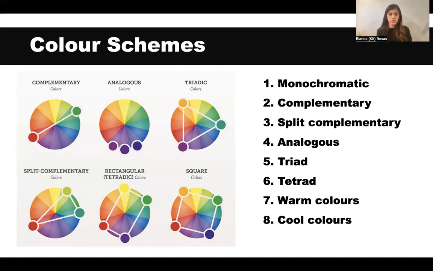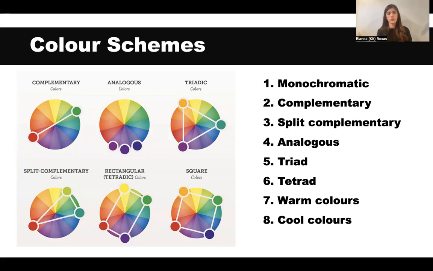Triad consists of three colors that are equally distant from each other on the color wheel. For example, the primary colors, red, blue, and yellow, they are equally apart from each other on the color wheel. Tetrad, double complementary. So four colors that are equally apart, distant from each other on the color wheel. But it's easier to remember that it's the double complementary.